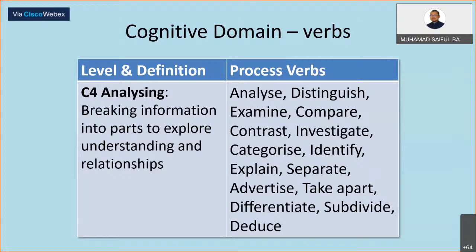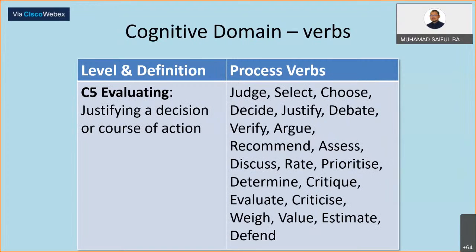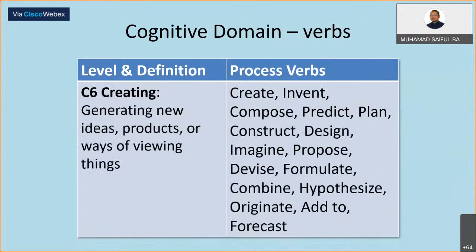For SCT, script concordance test, I think when you reach level C5 or C6, you use it: judge, select, choose, decide, justify, and so on. This list of verbs you can have once I share my PowerPoints afterward. And definitely creating is the highest level: create, invent, and so on.